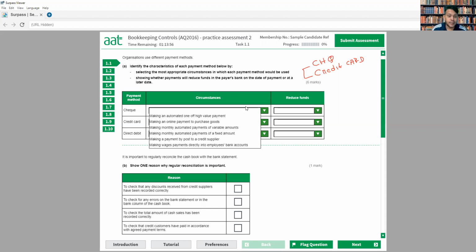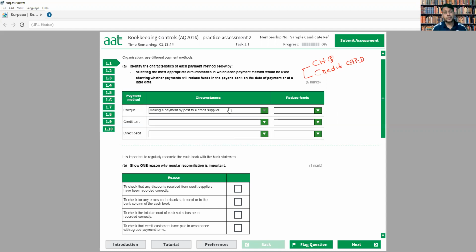They're saying payment for a high value, making a payment online, making a monthly automated payment. No, not all of these. And making a payment by post to a credit supplier. So if we need to make a payment by post to a credit supplier, we can use this method, that is check, and the funds will reduce at a later date. Remember that the funds will not be reduced on the same day of the payment. The funds will reduce from the bank at a later date.